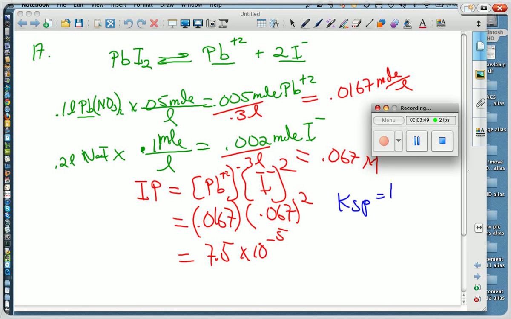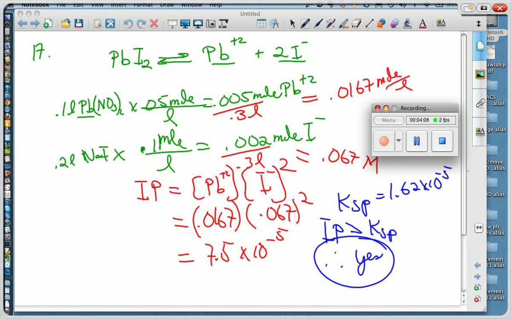Since the KSP is equal to 1.62 times 10 to the negative fifth, we can see that the IP exceeds the maximum concentrations allowable by the KSP. So, yes, there will be a precipitate. So a precipitate will form.